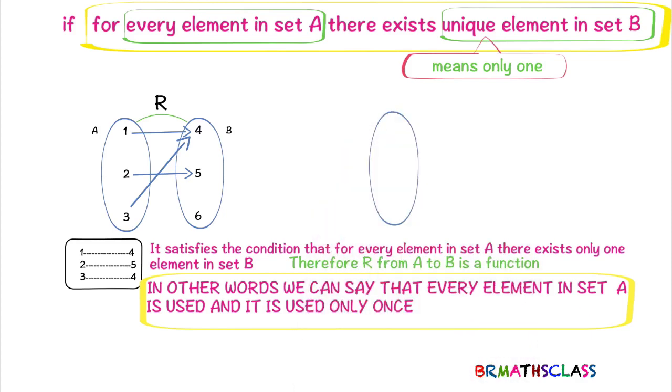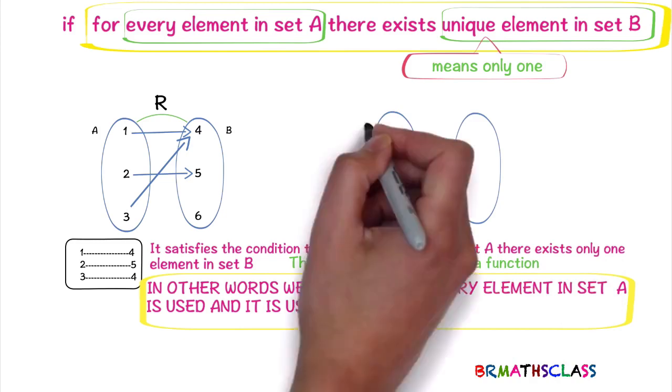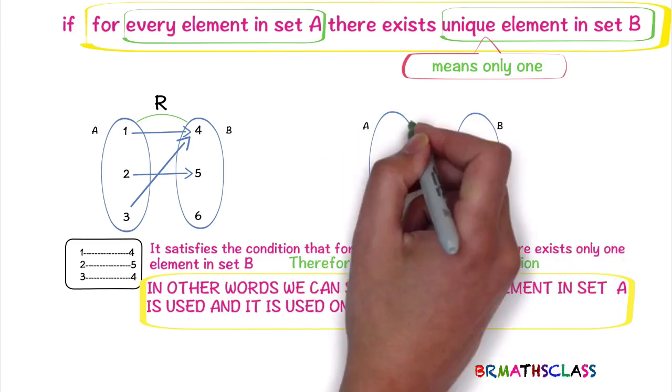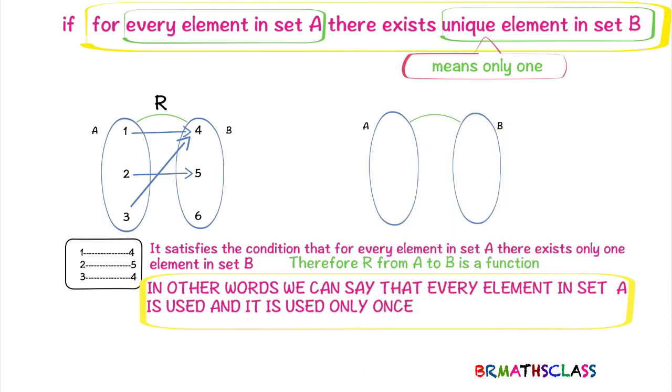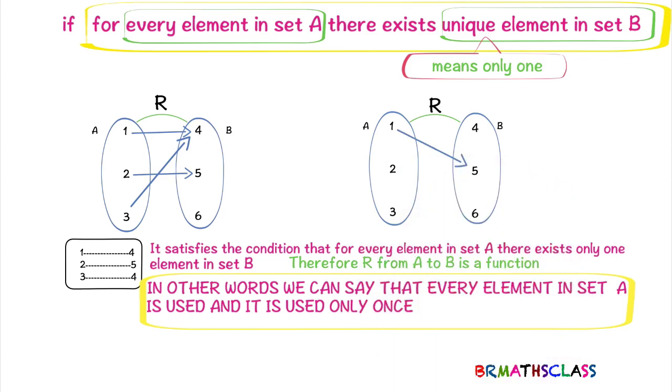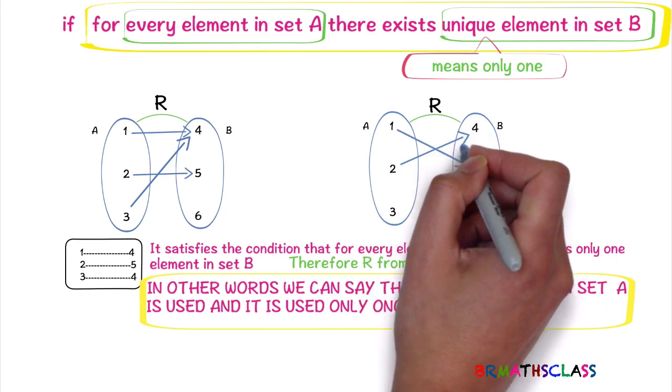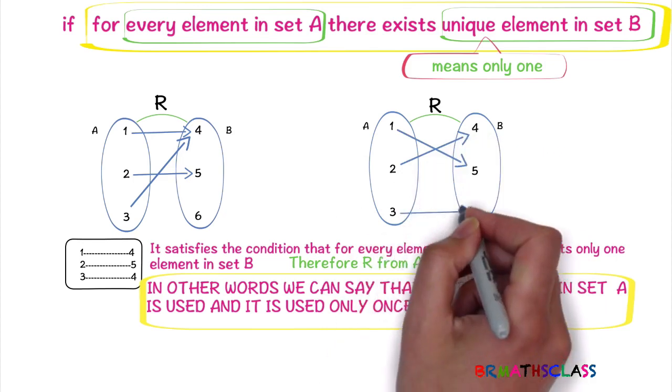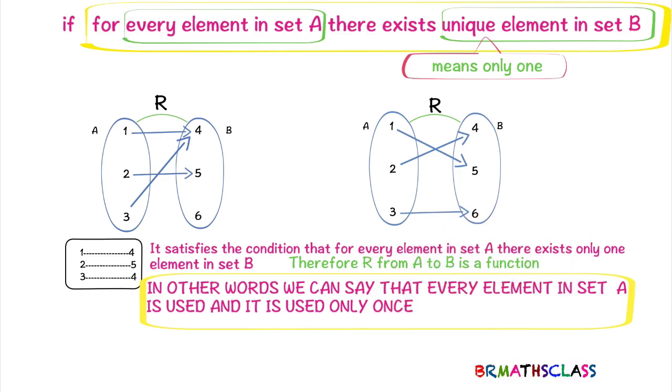Now we'll try to understand with one more example. Consider a relation R from A to B. You observe this relation. For every element in set A, does there exist a unique element in set B or not? Observe that 1 is related to 5, 2 is related to 4, 3 is related to 6. You observe that every element in set A is used, and it is used only once. With this reason we can say that R is a function from A to B.